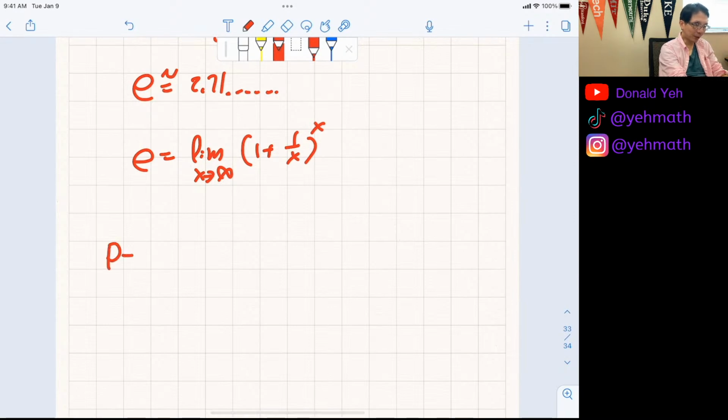Do you guys remember this equation? P equals A times (1 plus R over N) to the NT. This is on your SAT, by the way. Sometimes you have a question like this and you don't know what to do with it, usually on the calculator section. I'm going to explain how this works.